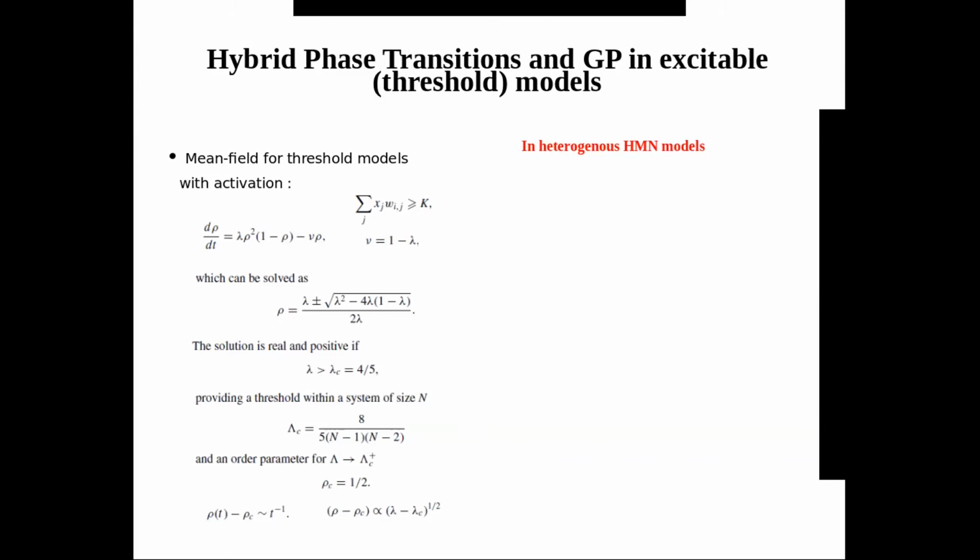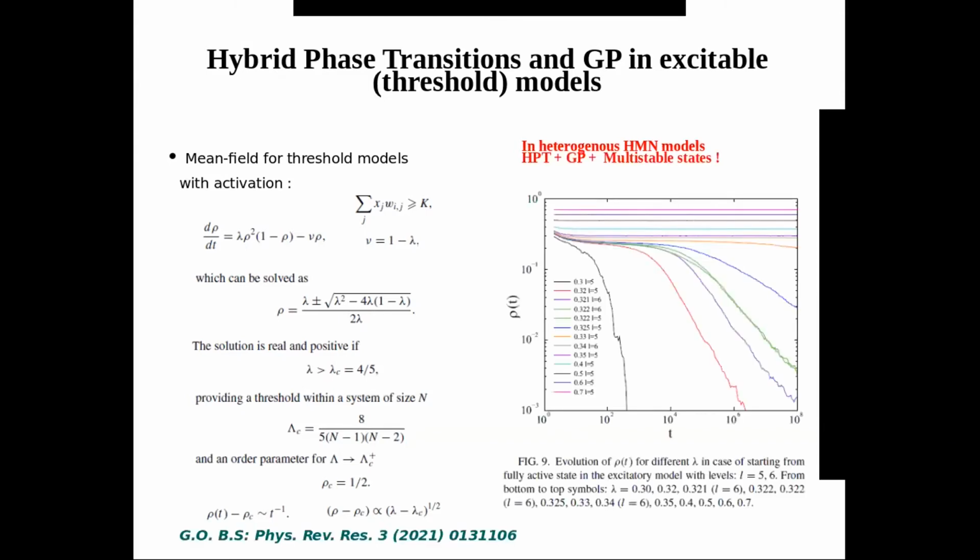But if you put this system in a heterogeneous hierarchical modular network, which we have tried, I don't go into the details, it turns out by simulation that you will have a first order transition plus this Griffiths phase. So in the plot, you see the simulation results, rho as a function of time for different lambdas. For lambda high, the rho values saturate to some finite value, but here there is a critical point.